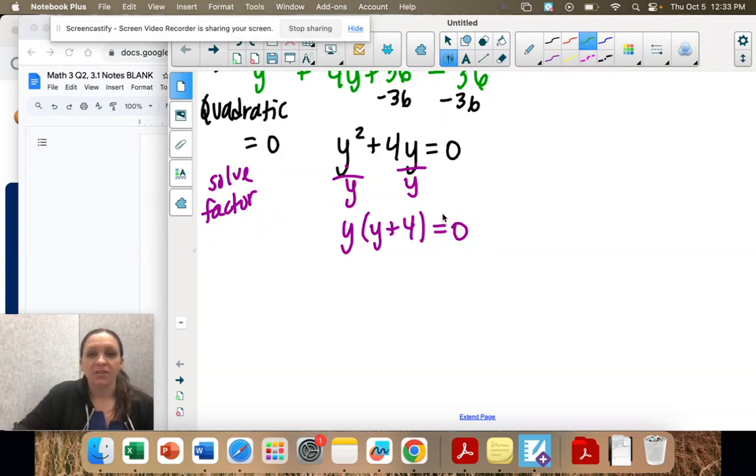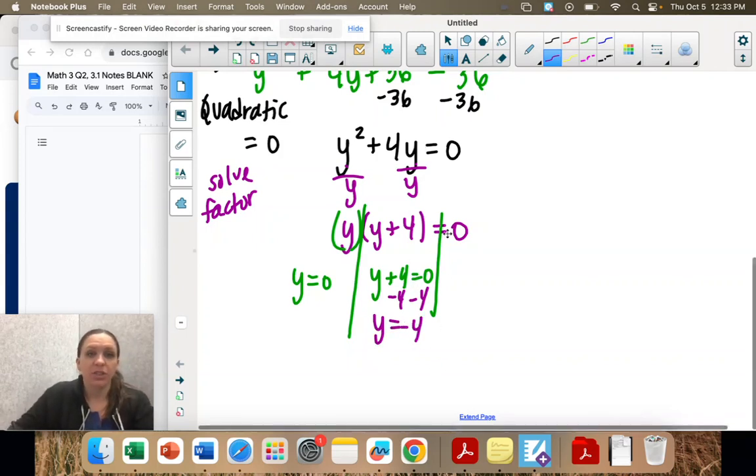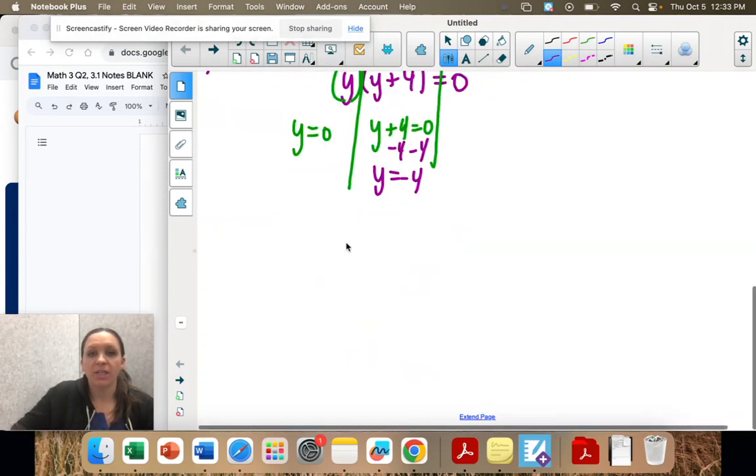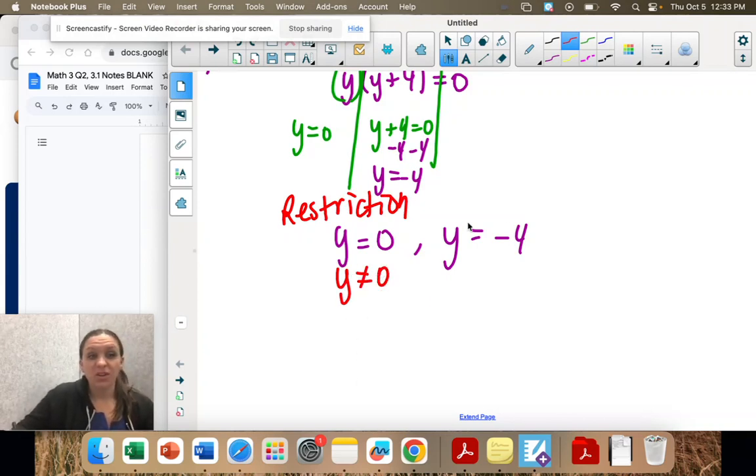So the first factor we set equal to 0 is y. So y equals 0, and then y plus 4 equals 0. We're going to subtract 4 on both sides, so y equals negative 4. So those are our solutions. y equals 0, y equals negative 4. And I hope that you're thinking, wait, this is a restriction. Remember, y cannot equal 0. So currently, our only solution is negative 4.